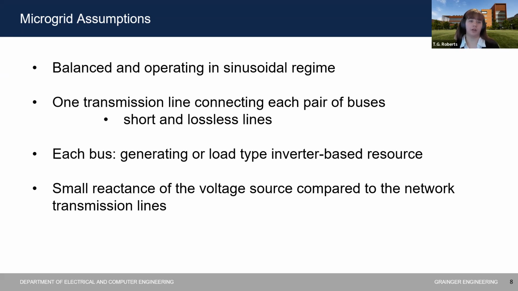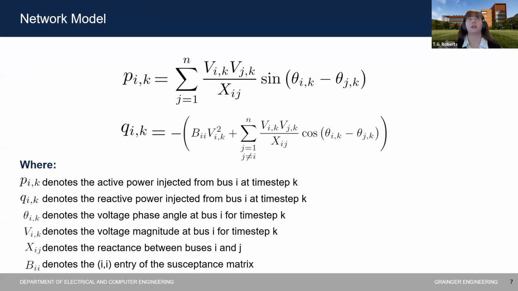This is important in the sense that if we have a load in the system, it's interfaced through a grid-forming inverter. This generally has made the math a bit easier, which is why we chose to do this in the first place. And there's also small reactance of the voltage source compared to the network transmission lines, which means that we're neglecting the impedance between the generation source and the bus. So there's no E's in terms of voltage or deltas in terms of the phase angle.